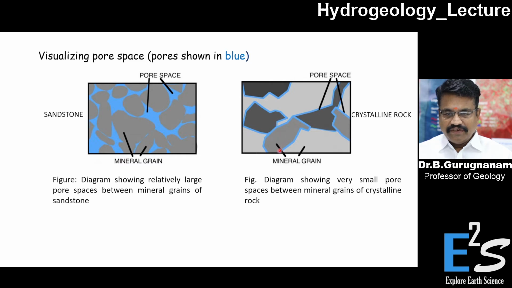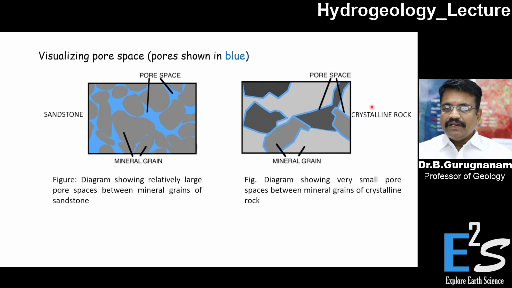And this is the second diagram. You can find the mineral grains, but it's fully packed. You can find only small openings between the grains, filled with water. The pore spaces have to be connected with each other, otherwise water will not move from one pore space to another pore space. That's called permeability. That is the discussion of the next topic.